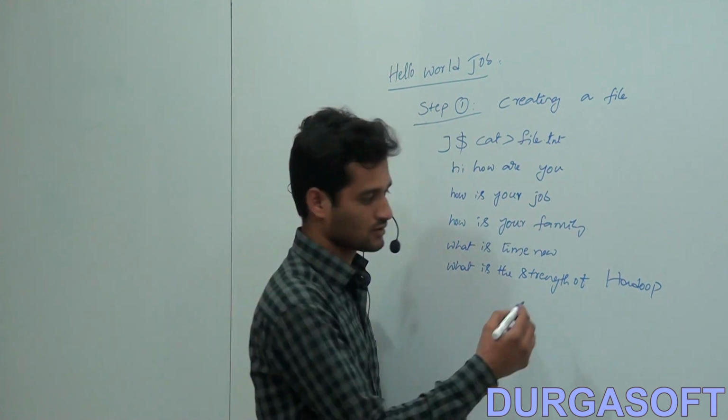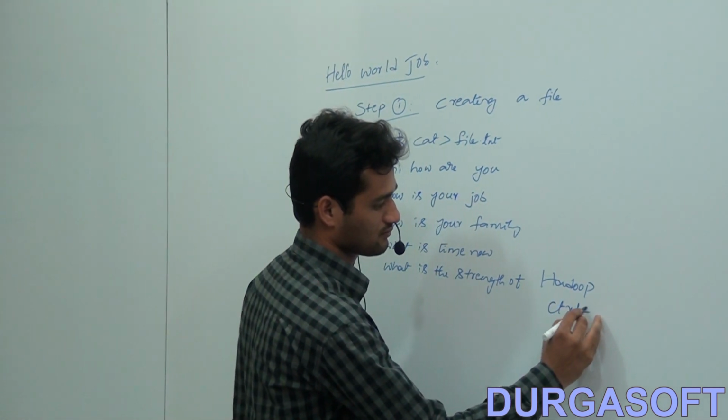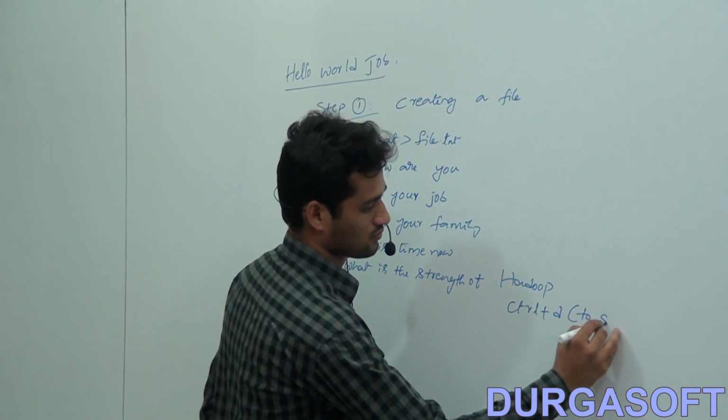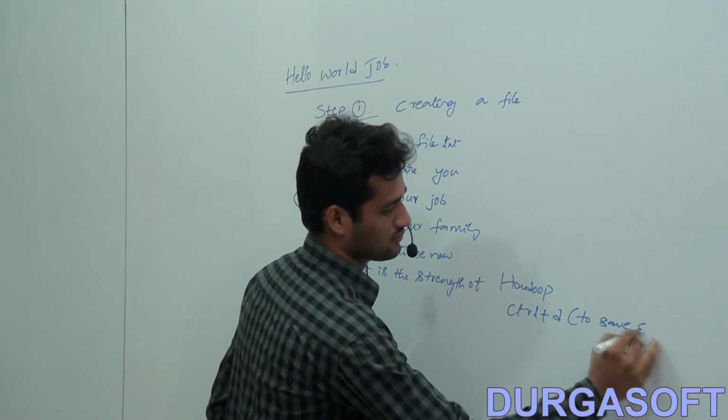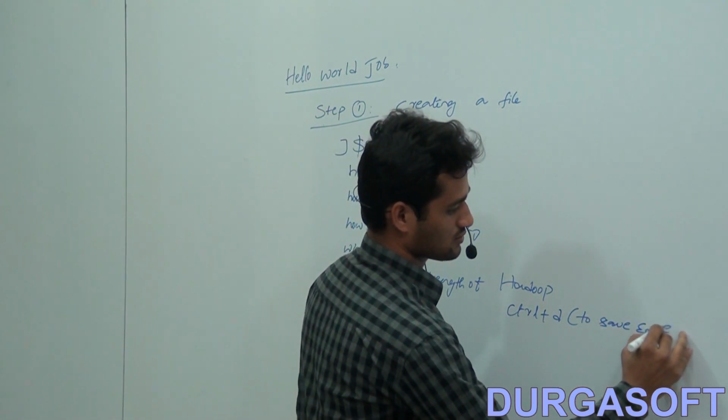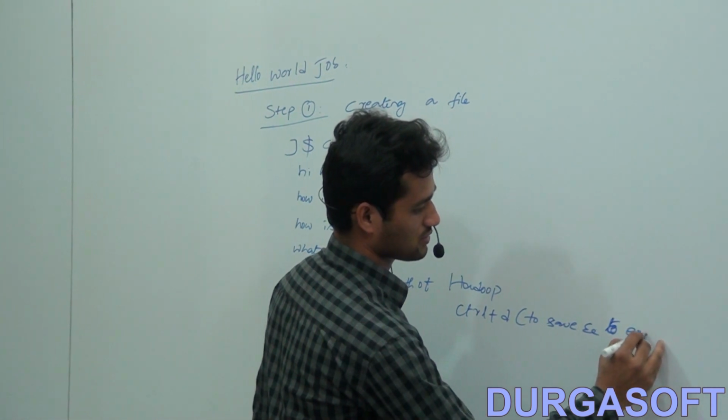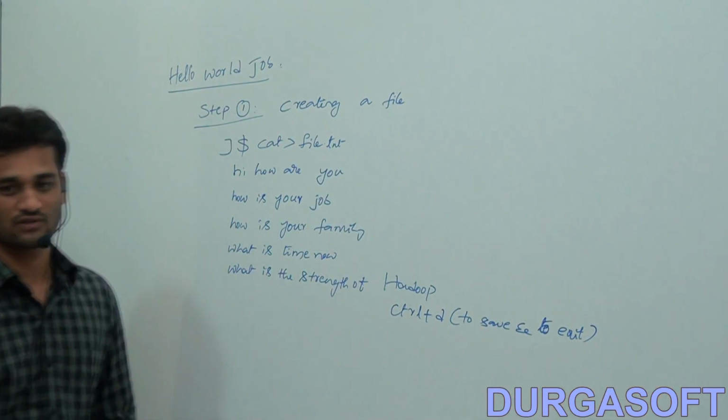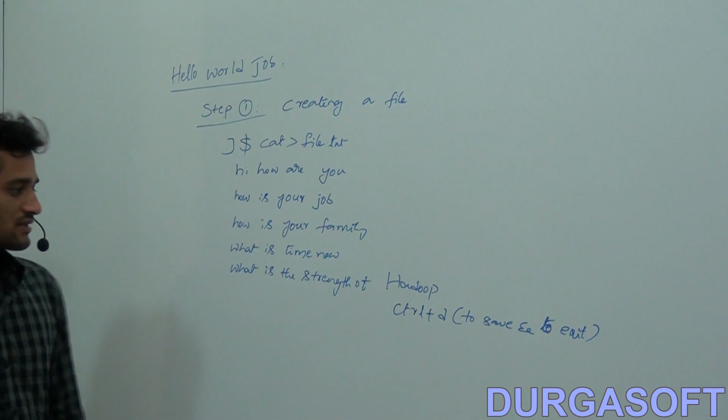What to do? Ctrl plus D to save and exit. To save and to exit from this, we have to give Control plus D.